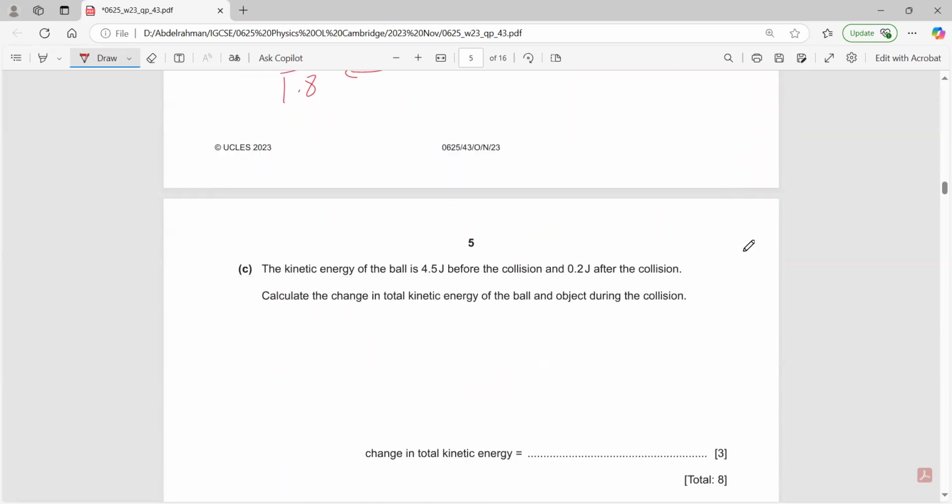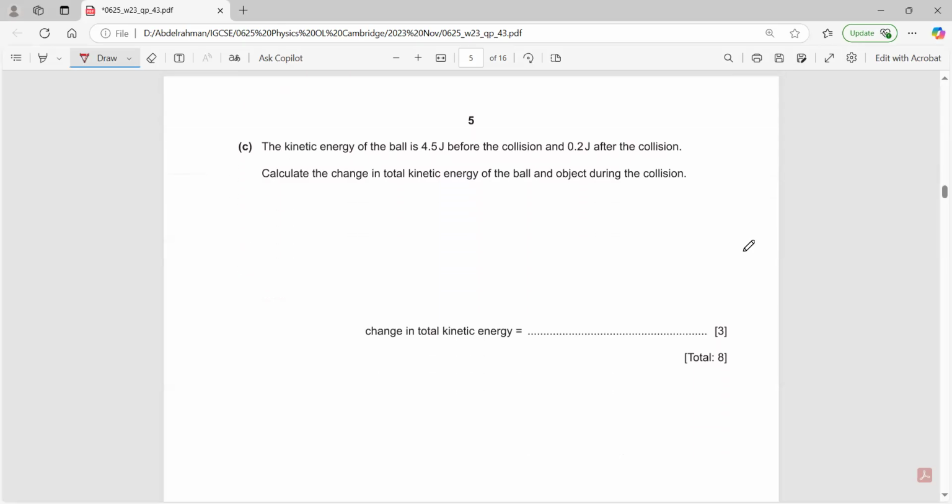The kinetic energy of the ball is 4.5 joules before the collision and 0.2 joules after the collision. Calculate the change in total kinetic energy of the ball and the object during the collision. Okay, this is a nice question. Can I find the total energy of both objects before the collision and then find the total energy of both objects after the collision? Yes, I can do that.